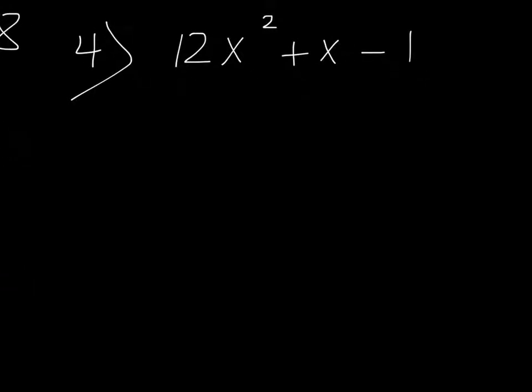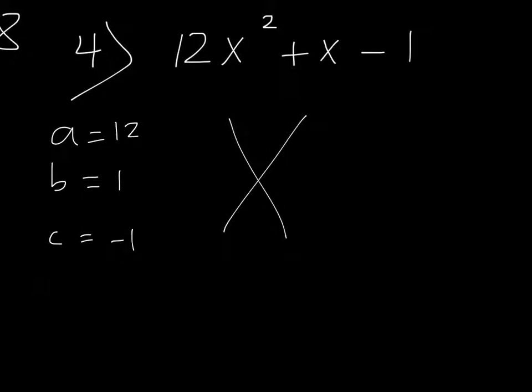Again, check if there is any common factor. There are no common factors between them. So your second step is to think of A, B, and C. A is 12, B is 1, C is negative 1. So you have to think of two numbers that would multiply to give you AC and add to give you B. My AC in this case is negative 12 and my B is 1. So think of two numbers that would multiply to give me negative 12 and add to give me 1.